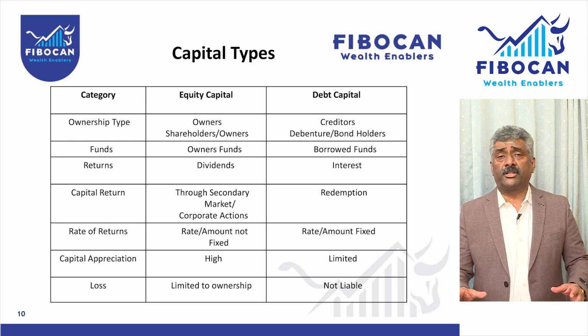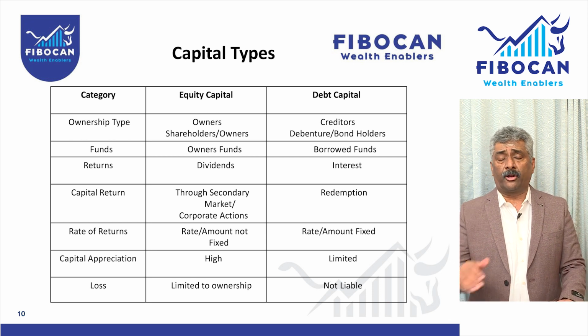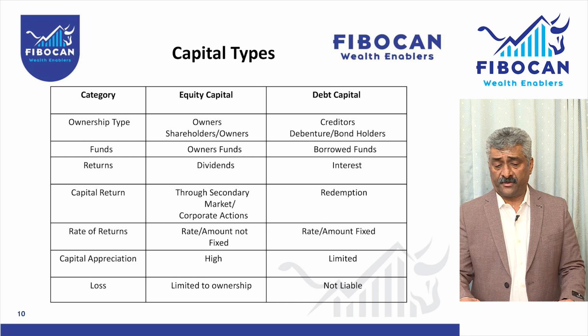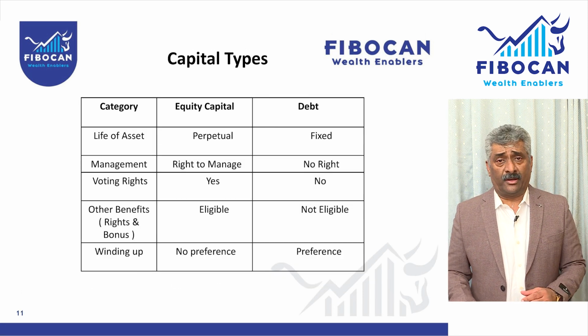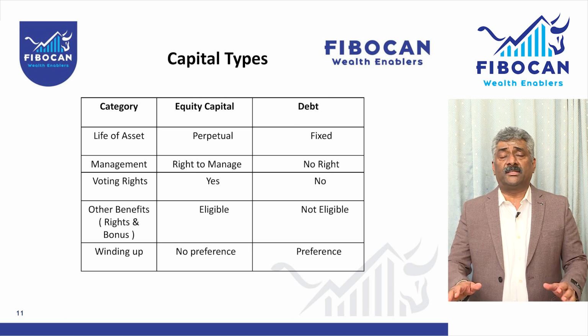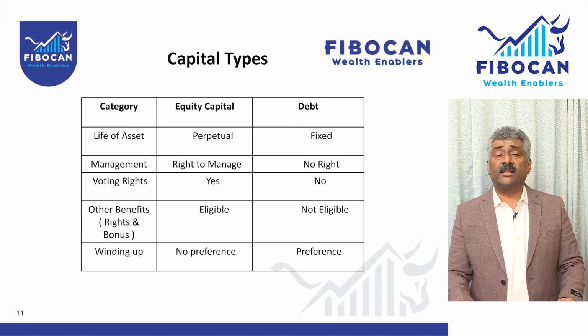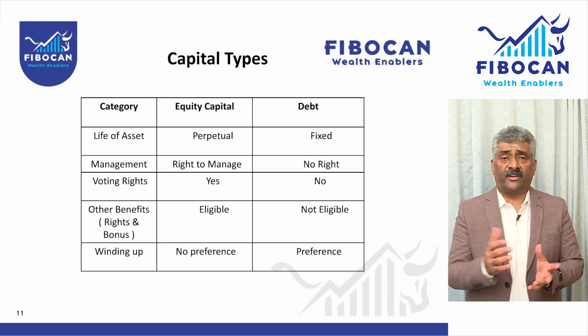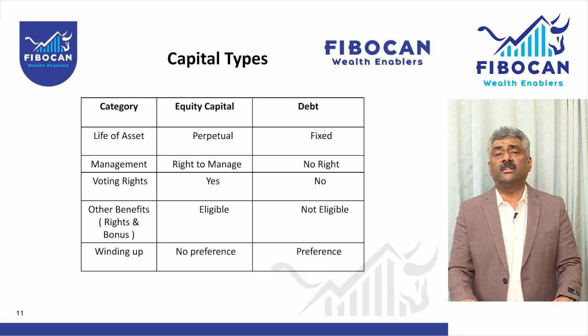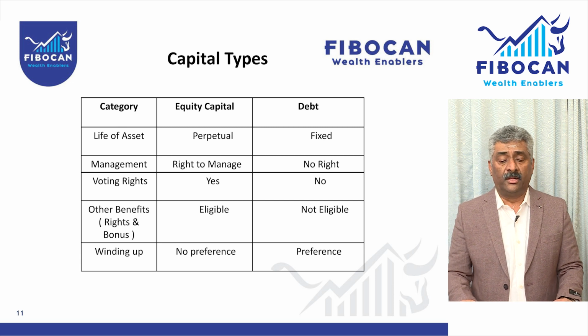Loss limited to the ownership. Whatever capital they contributed in the case of equity is at risk; debt holders are not liable to take any loss because they are not part of the business. Life of the asset: equity life is perpetual, that means till the company is there, the equity shares will be there. Whereas the bond life is fixed because the company will say 5 years or 7 years. That means the life of the bond is only 5 or 7 years.